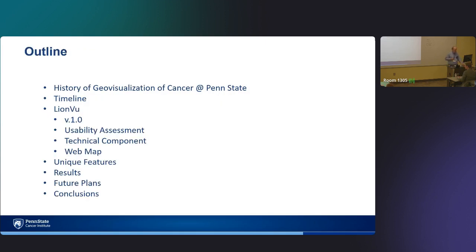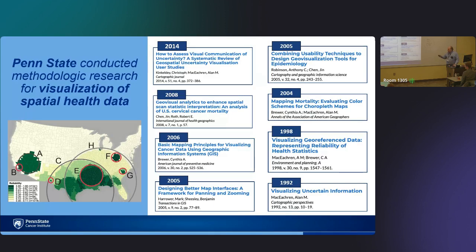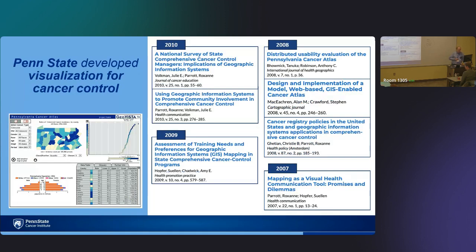Here's the outline. History of geovisualization of cancer at Penn State. Timeline and just some screenshots of LionVu. Unique features. Results, future plan, and conclusions. Here are some of the references that Penn State conducted for visualization of spatial health data, from 2014 as early as 1992. And here are some Penn State cancer control studies from 2010 to 2007.